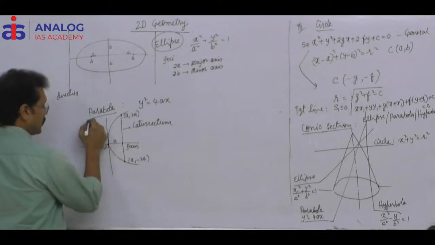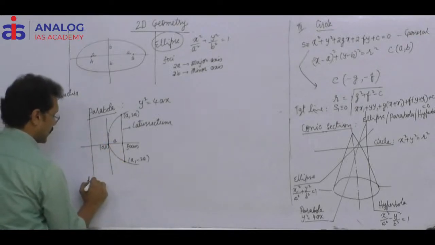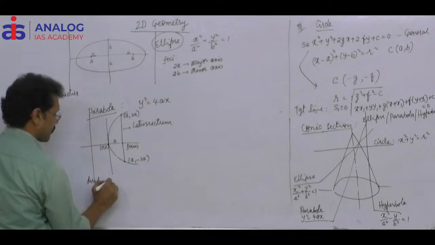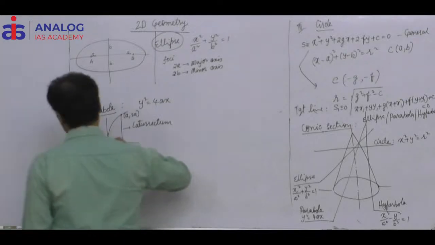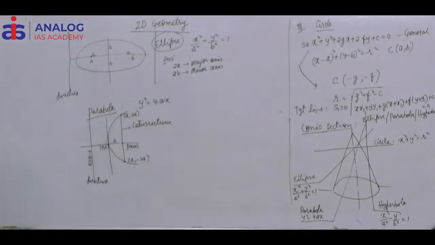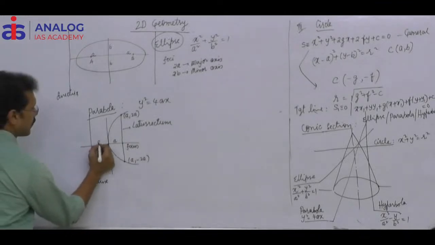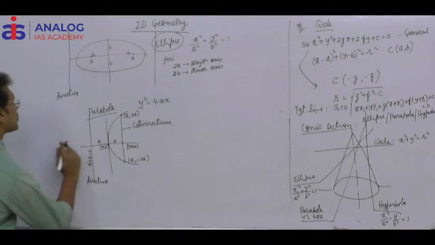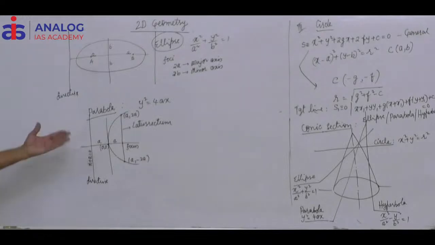There is also a directrix here. This directrix would be x plus a equal to 0. This is 0, right? So this also is a. So at a distance of minus a units, x equal to minus a is a vertical line. So x plus a equal to 0 is the directrix. Okay?